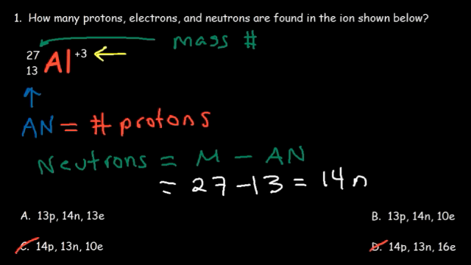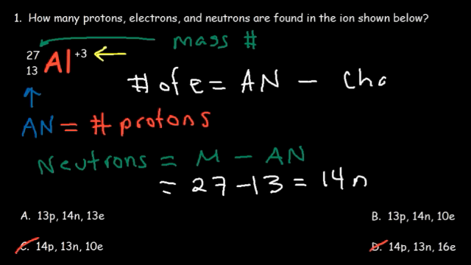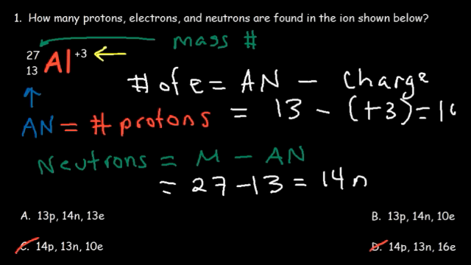Here's an equation that can help you to find it. The number of electrons is equal to the atomic number, I'm going to write AN for that, minus the charge. So in this case, the atomic number is 13 minus the charge of +3. So 13 minus 3 is equal to 10, and so therefore there are 10 electrons.